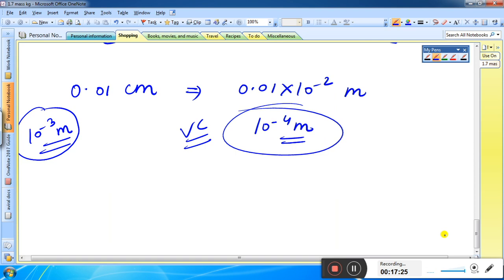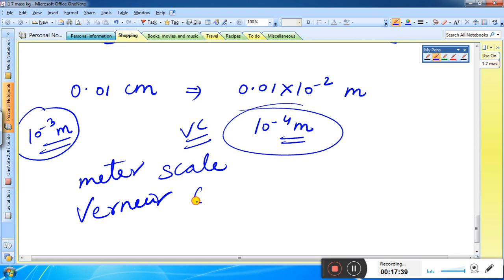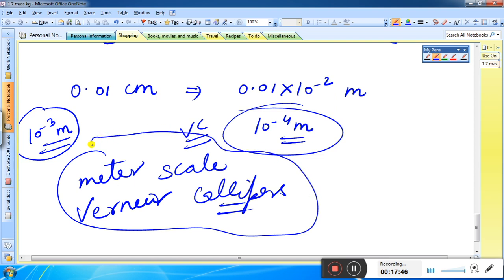Now we studied two instruments with the help of which we can measure length. One we have seen is the meter scale, and the other I have shown you is vernier calipers. These are the two instruments which we studied. Now if we want to measure even smaller than 10 to the power minus 4, in that case what will we do? That we will see in the next video. Till then, take care and keep revising.